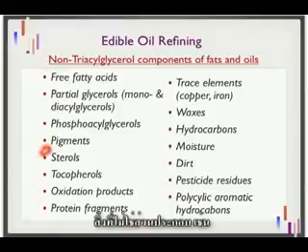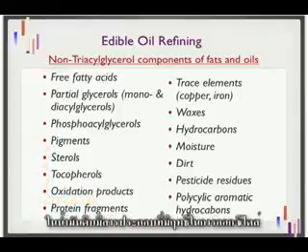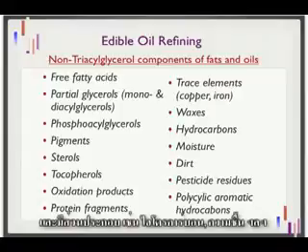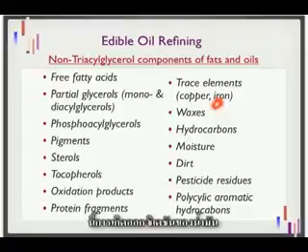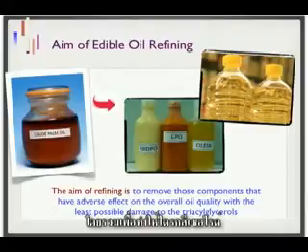And other components such as pigment, sterol, tocopherol, oxidation products, protein, and the trace elements. The trace elements such as copper and iron are actually pro-oxidants, which can promote oxidation in the oil. So we need to remove these to avoid oxidation of the oil. And we have other components such as waxes, hydrocarbons, moisture, dirts, and others. So in essence, we can say that the aim of refining is to remove those components.